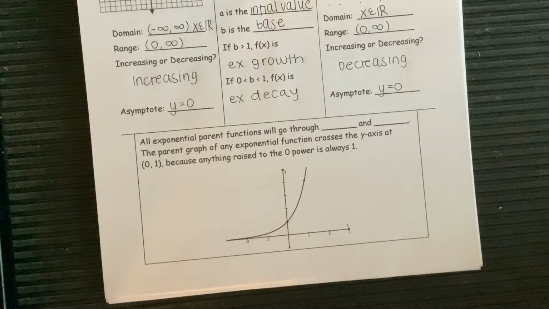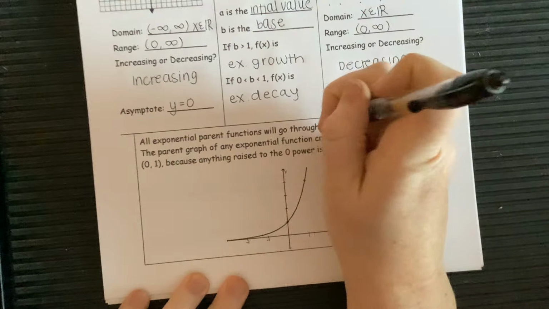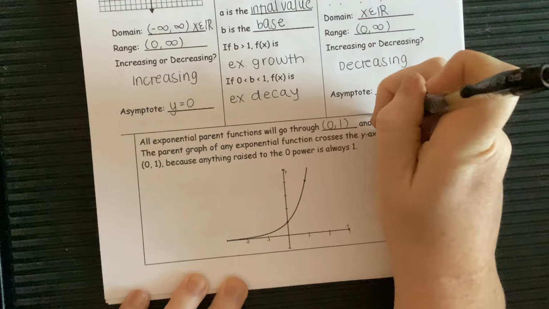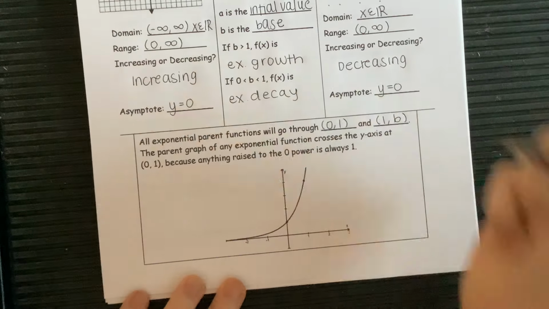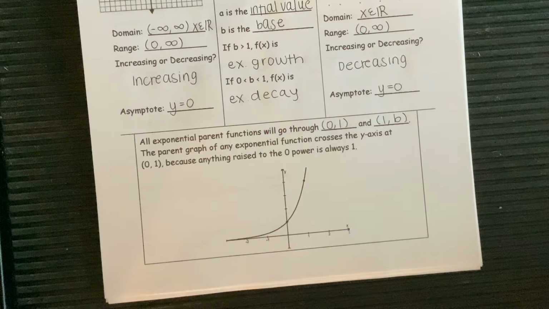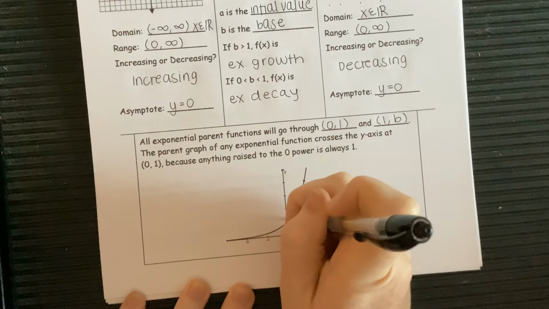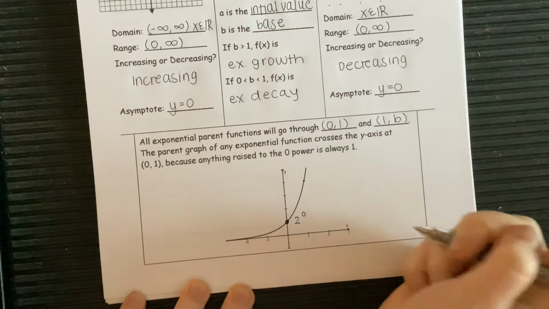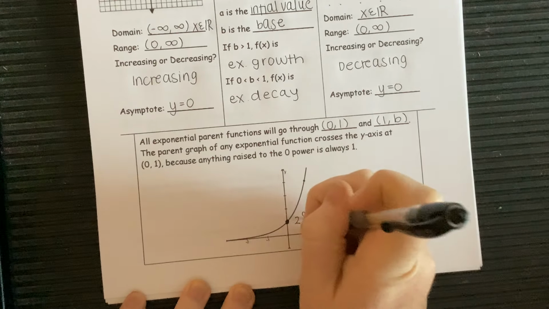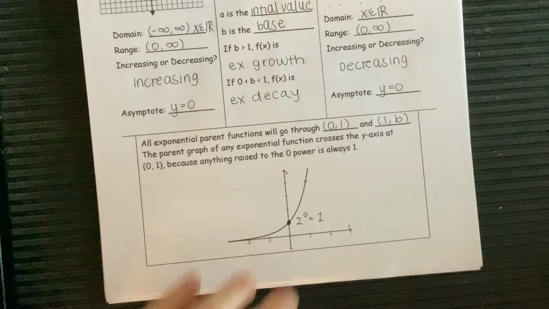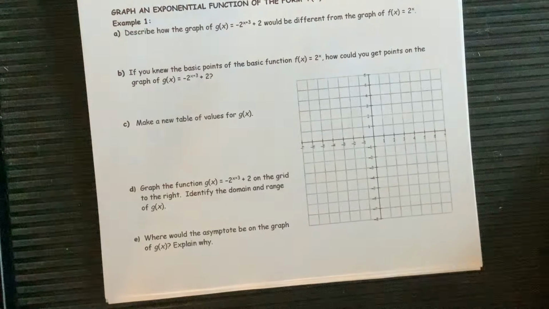So all exponential parent functions are going to go through the point (0, 1). So their y-intercept is going to be (0, 1). And then they're also going to have a point at (1, b). So whatever your b value is, it could be 2, 5, 7, 9, whatever it is. The parent function of an exponential function crosses the y-axis at (0, 1) because anything raised to the 0 power is always 1. So think if this was 2 raised to the 0 power, that's still just going to give you back a 1. And you can kind of go from there. All right, let's move on to that next page.